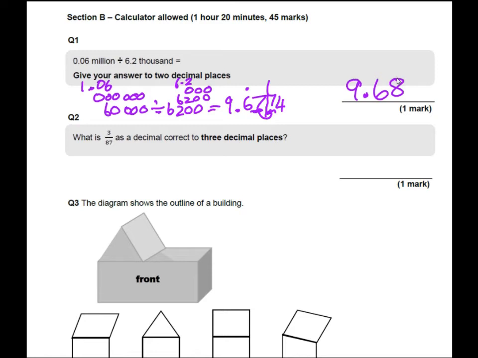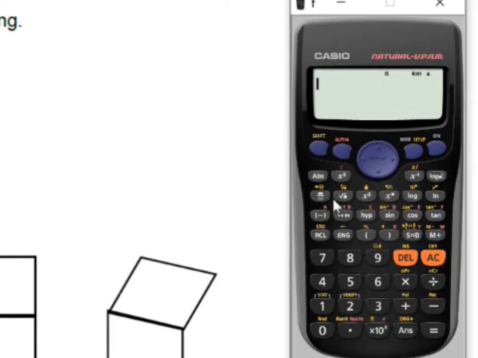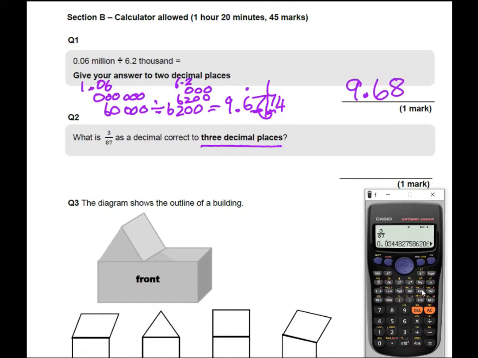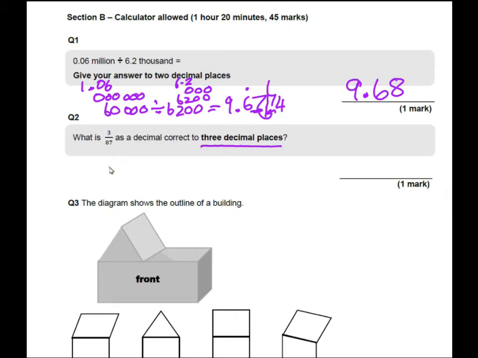Question 2. What is 3 over 87 as a decimal correct to 3 decimal places? So all we need to do here is use our calculator. Put the fraction in by pressing the fraction button, and it's 3 at the top. Use the rocker switch to go down and put in the 87. Press equals and then press the SD button to get it into a decimal.